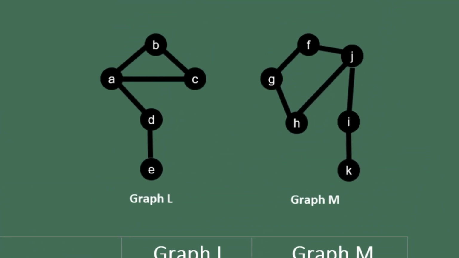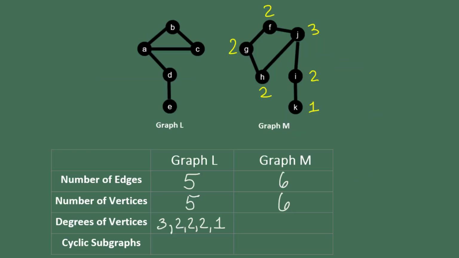Now let's look at graph M. Vertex F has degree 2, G has degree 2, H has degree 2, J has degree 3, I has degree 2, and K has degree 1. So graph M has vertices of degrees 2, 2, 2, 3, 2, and 1. That's 4 vertices of degree 2, 1 of degree 1, and 1 of degree 3.